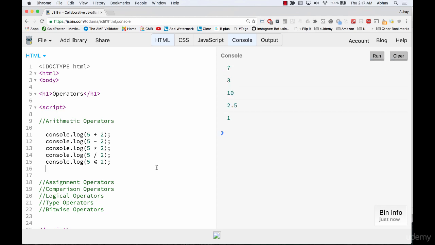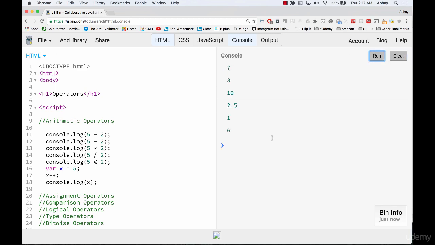We also have another operator which is an increment operator. So let's say we have a variable x is equal to 5 and we do x plus plus, that is the increment operator, and then console.log x. Let's see what the output should be. It should give us 6 because it increments the number by 1.